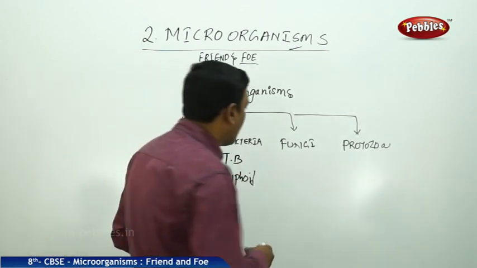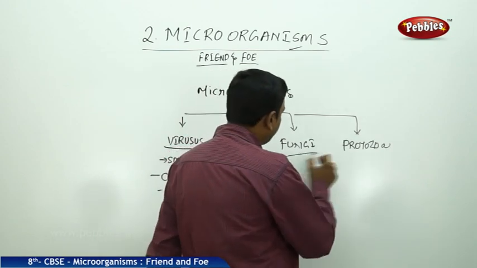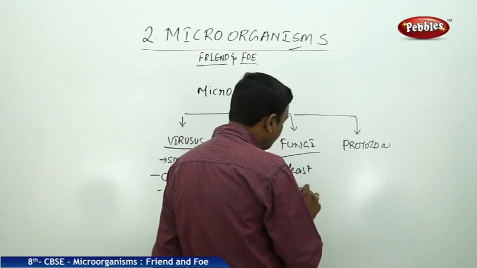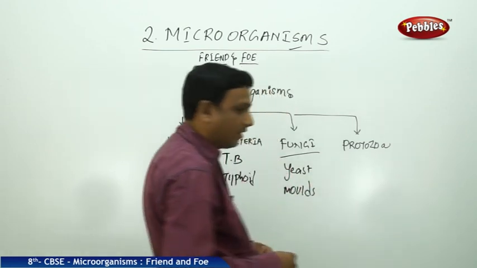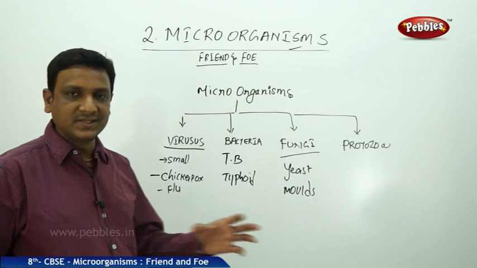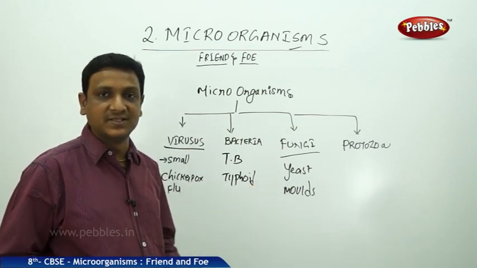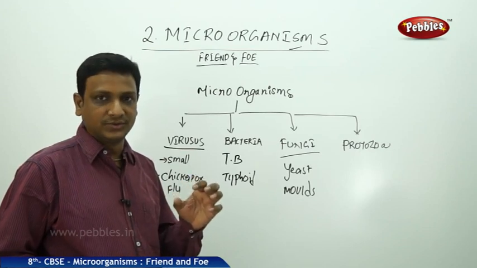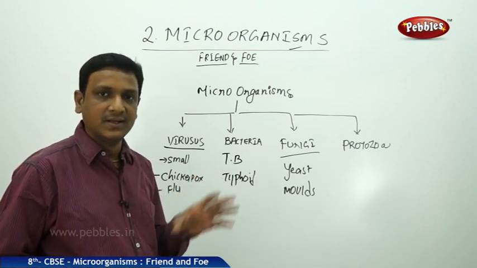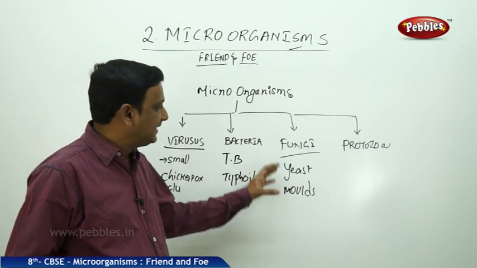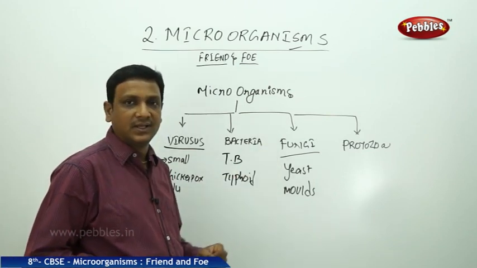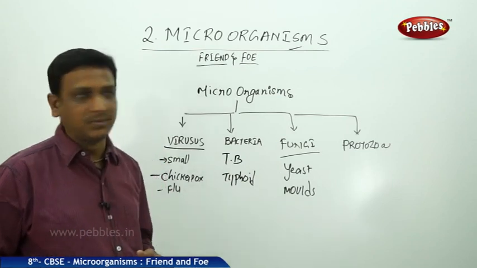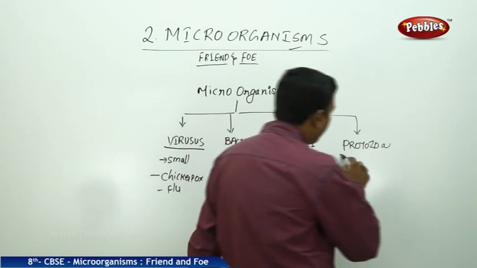And the next one is fungi. In fungi, yeast is a unicellular fungus, and molds are found on rotten food. We discussed that if a moist bread slice is left undisturbed in a warm place for some time, we find a certain growth on the bread slice, that is mold. Mold and yeast are fungi, and many fungi also cause certain skin diseases and many other problems.